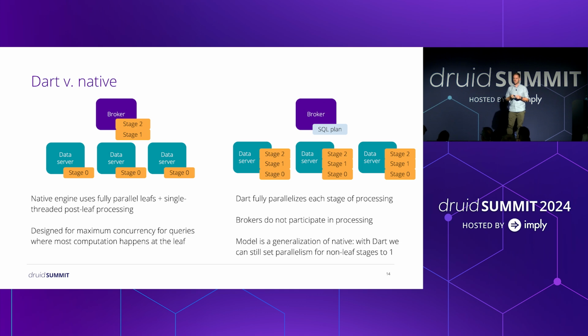And the model is actually a generalization of the native model. We can still set parallelism for non-leaf stages to 1, and if you do that, then you get an execution tree with Dart that looks the same as the execution tree with native. If that's something that you want for your workload, then you can do that.